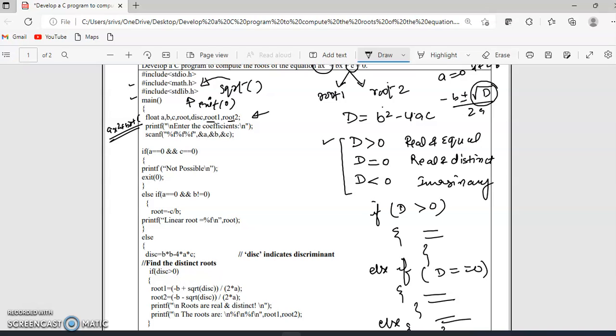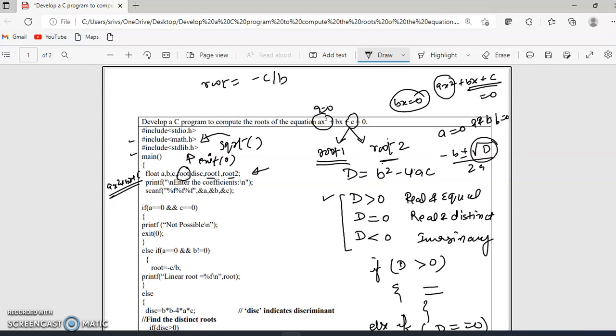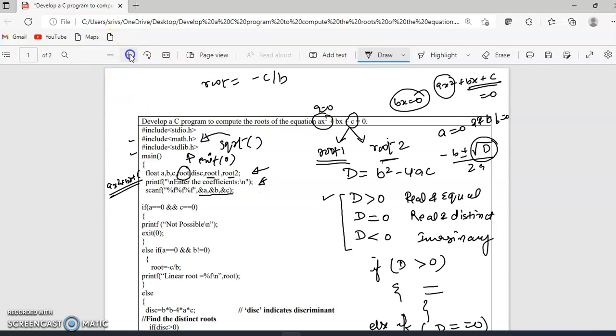And root1 and root2 are for calculating the roots, because a quadratic equation is going to have two roots. There is one more variable, root, we have taken. Why? Because when the equation is linear, when a is equal to 0 and b is not equal to 0, the root will be minus c by b. So this variable root is for the linear equation. Then we print the message to enter the coefficients, and take input from the user for a, b, c.